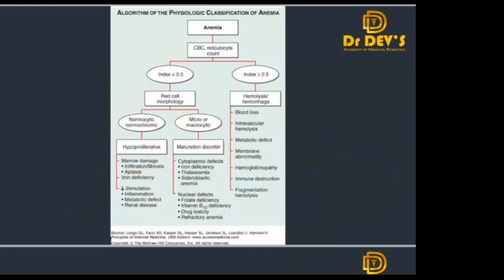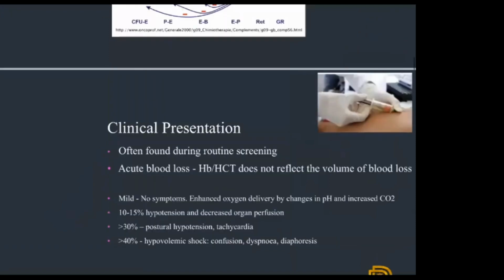So these are the clinical presentations. As I said, anemia can be found on routine screening. One thing is that acute blood loss causes loss of whole blood volume, so there will be no immediate decrease in hemoglobin and hematocrit. It will decrease after 48 hours of the blood loss.